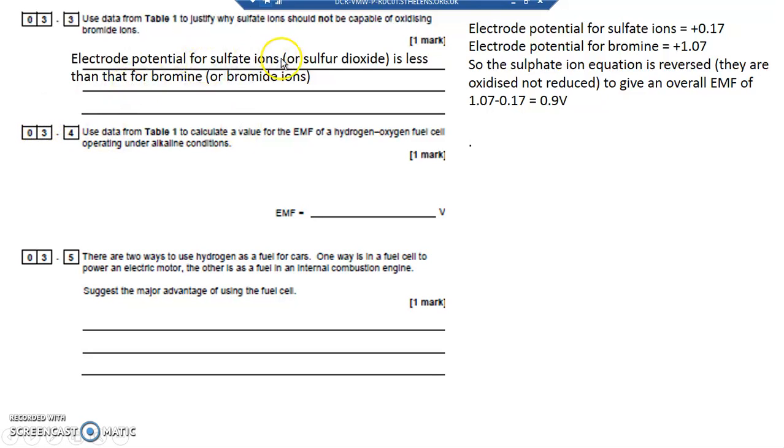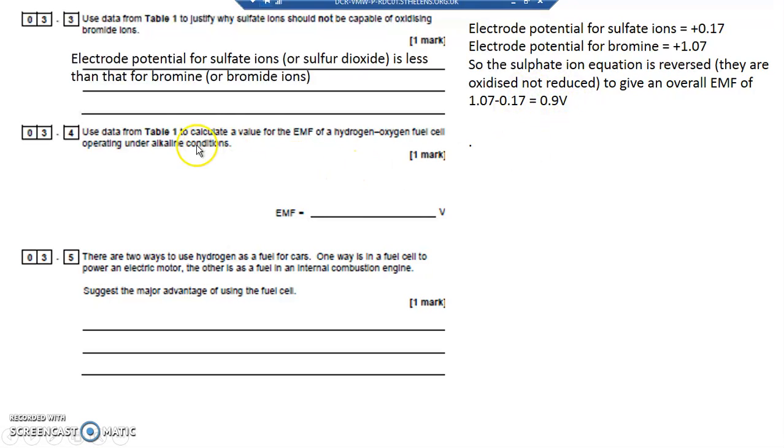So the electrode potential for sulfate ions is less than that of Br, and because it's less, this would be the one that would be oxidized and go to the left hand side to give minus 0.17 plus 1.07, which gives a positive EMF overall.